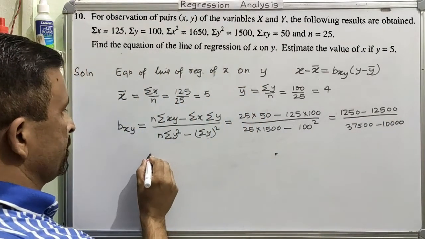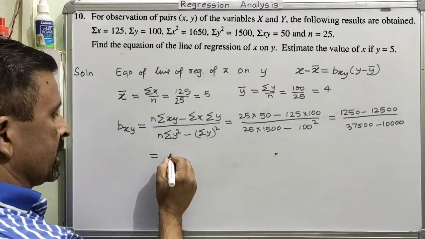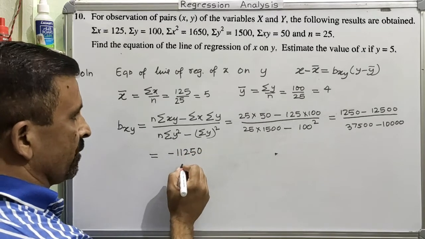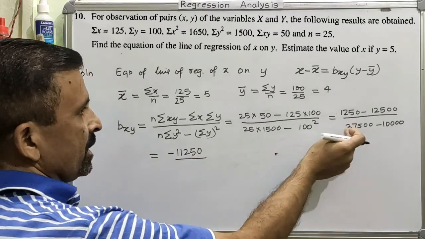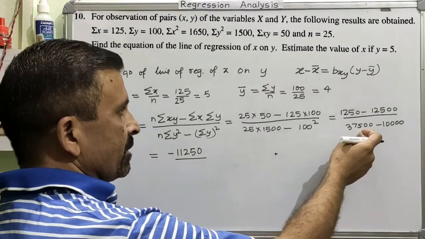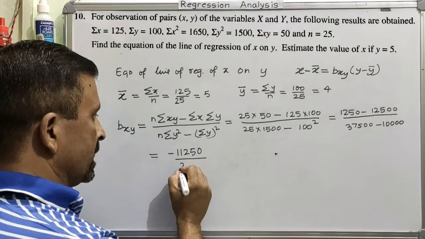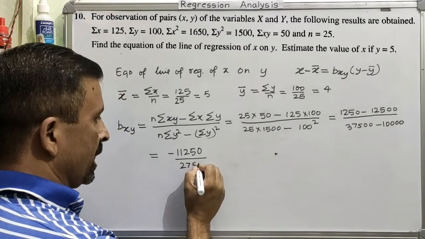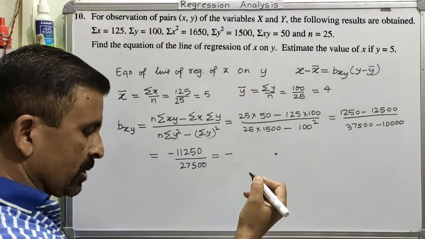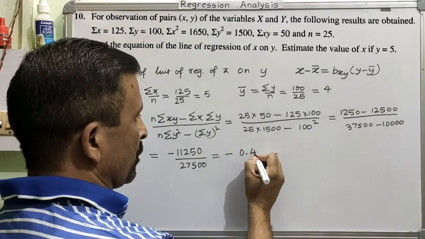Now simplification. So in the numerator, when you simplify, your result is coming as minus 11250. Use the calculator very carefully. Denominator, you can even cross check my calculation if I make mistake anywhere. 37500 minus 10,000. So it will come as 27,500. Clear? Now when you simplify, your answer is coming as equal to minus 0.408. So I can write this as minus 0.41.